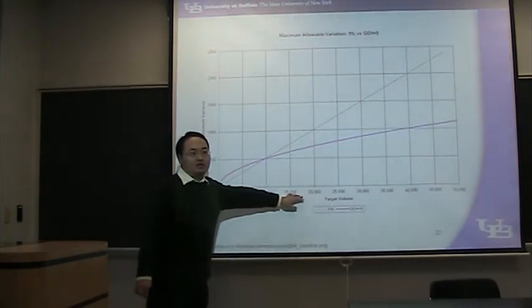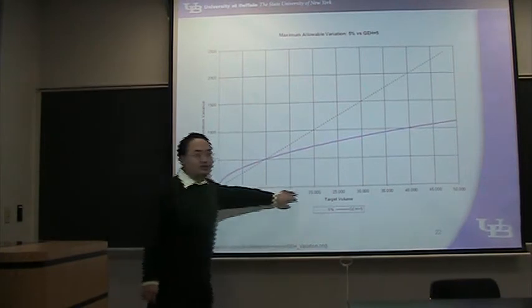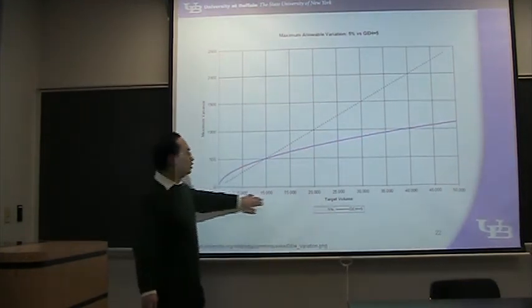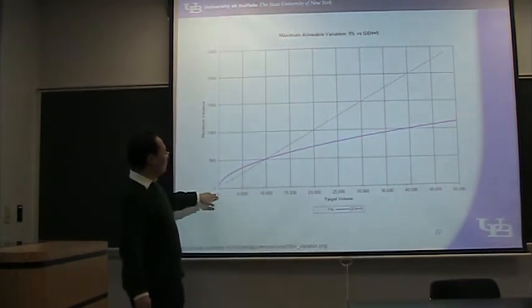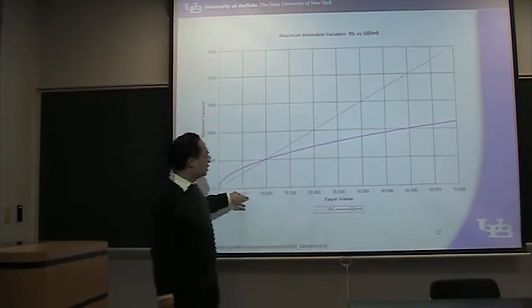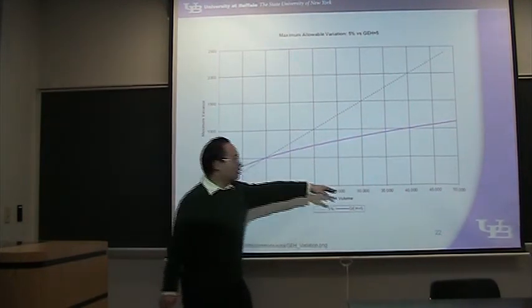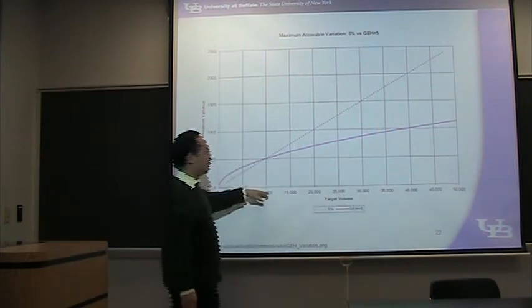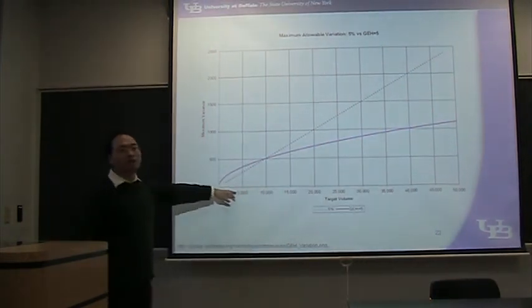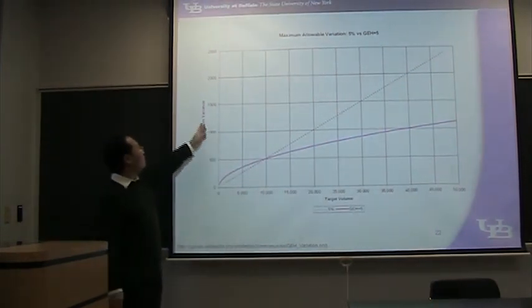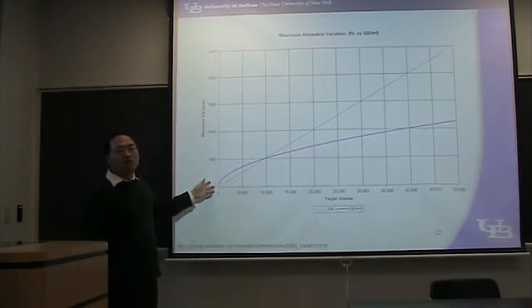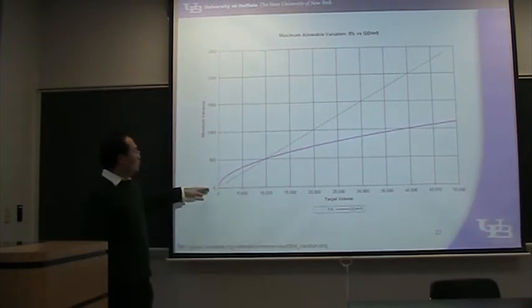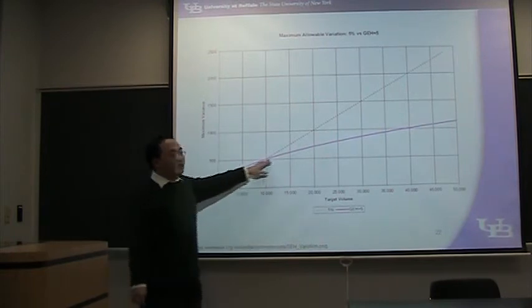This is the target volume. We can say it's the real volume, the target volume, the real volume we want to get. So this axis goes from 0, 5,000, and up to 50,000. This is volume, like vehicles per hour. This is the maximum variance allowed. So if we use 5%, it will be a straight line.